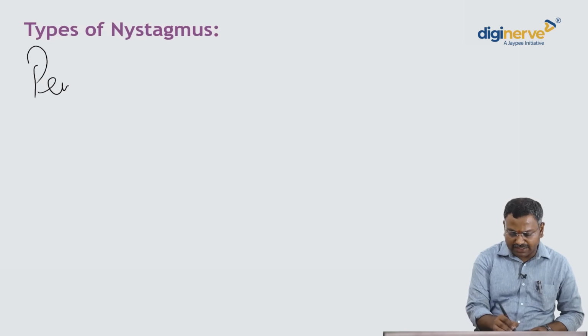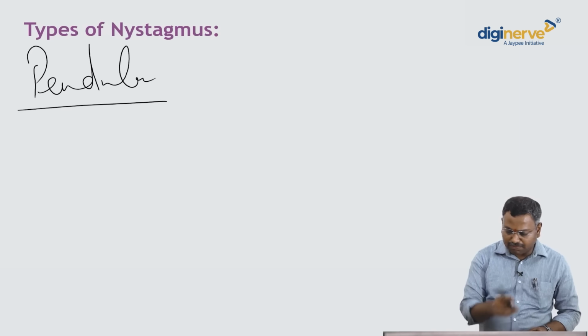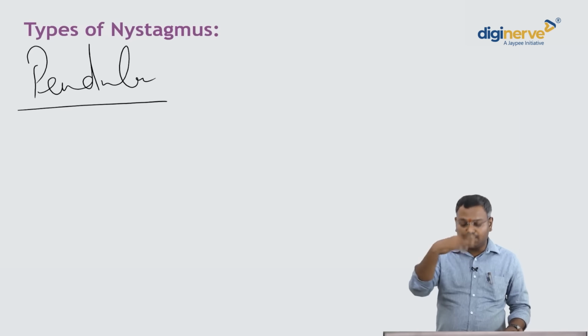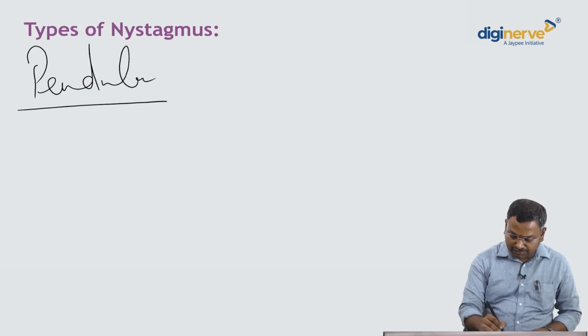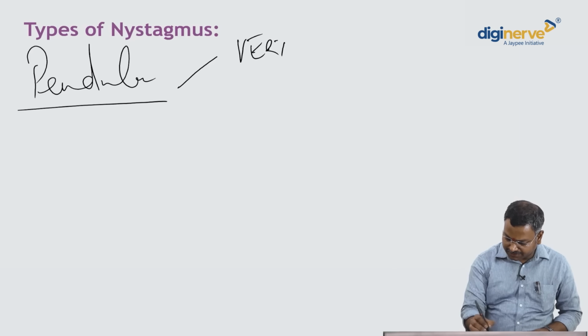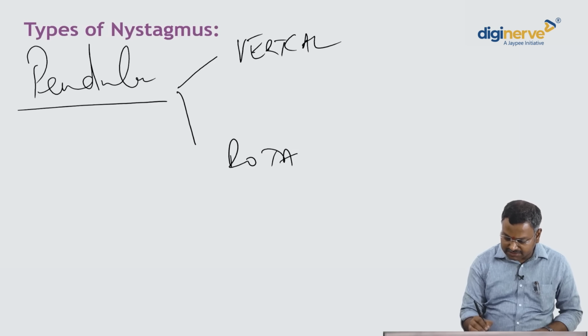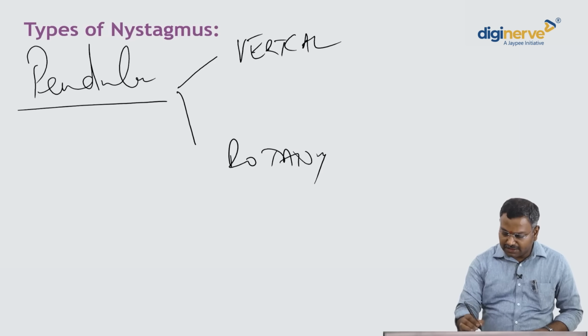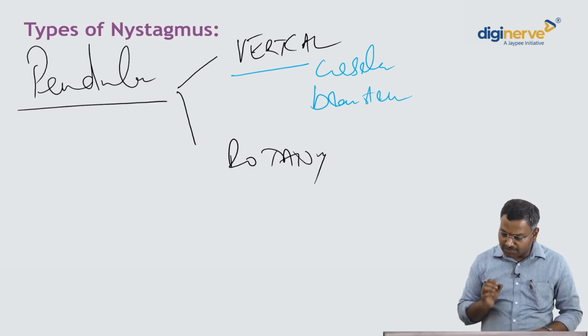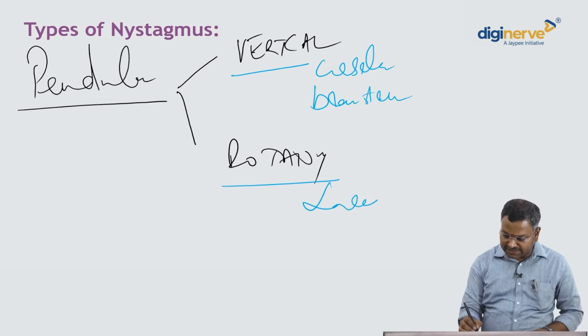The common one is what we call the pendular nystagmus, where the amplitude is equal in all directions. Pendular nystagmus could be vertical nystagmus, it could be rotatory nystagmus. Vertical nystagmus you would get very commonly in cerebellar lesions and brainstem lesions. Rotatory is commonly seen with labyrinthine as well as brainstem lesions.